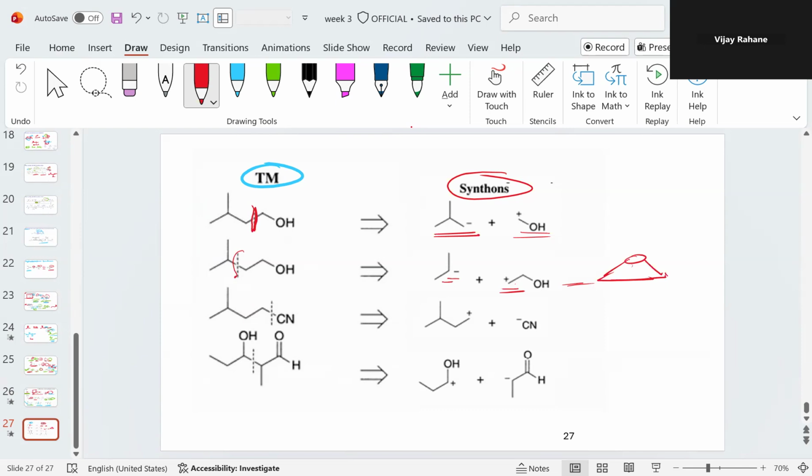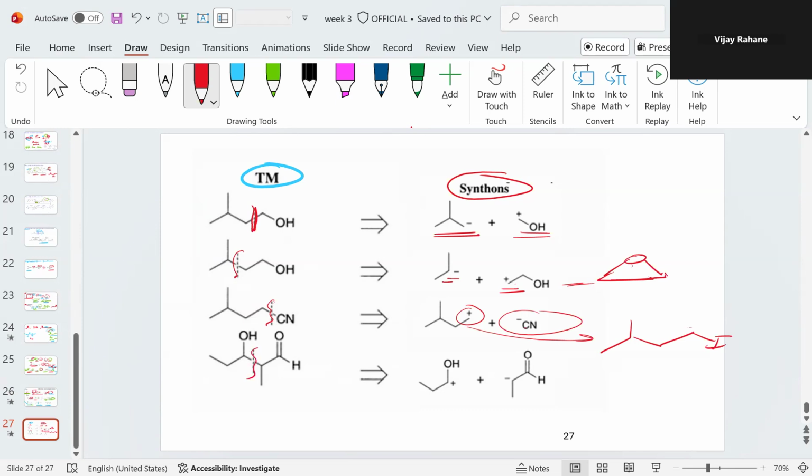Then for the third molecule, if you do the disconnection here, this can come from this positive and this CN negative, and this positive can be achieved from either the iodide, and this CN can be nucleophilic cyanide.